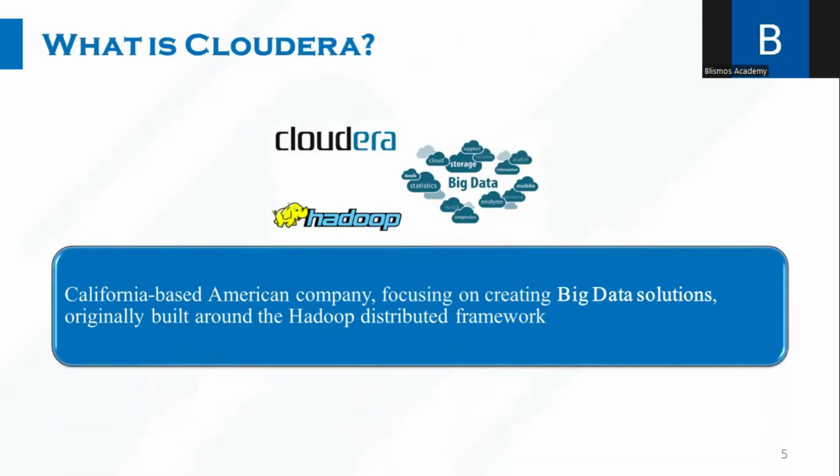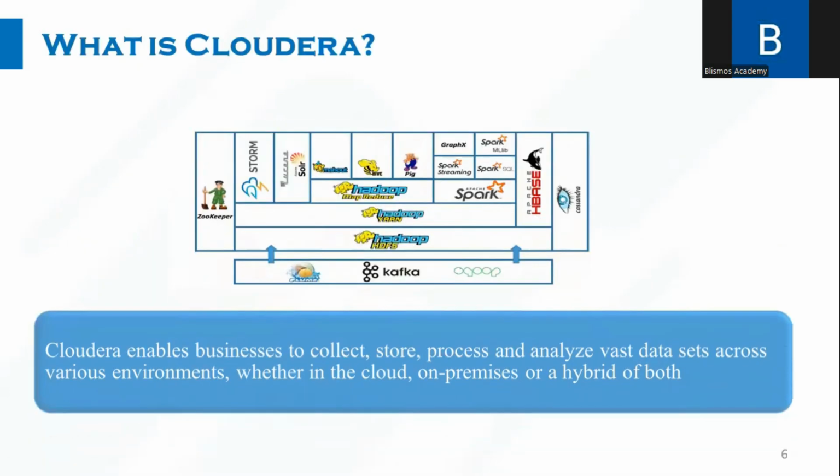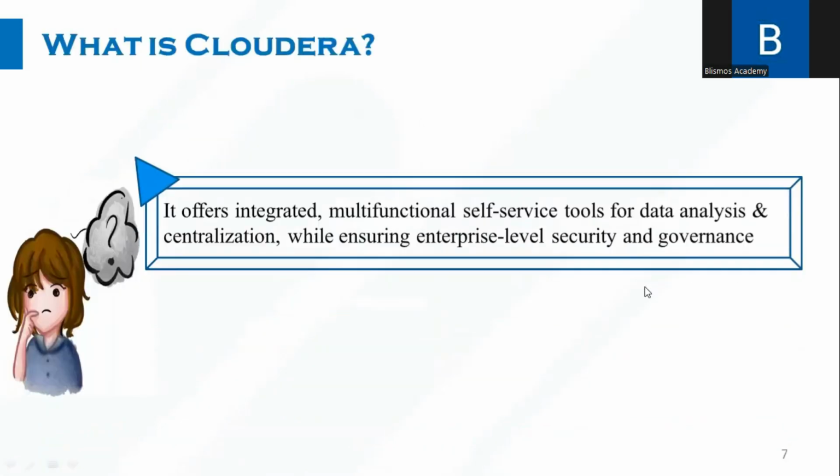So what is Cloudera? Cloudera is a California-based American company focusing on creating big data solutions, and it is originally built around the Hadoop distributed framework. It enables businesses to collect, store, process, and analyze vast sets of data across various environments, whether in the cloud, on-premises, or a hybrid of both.